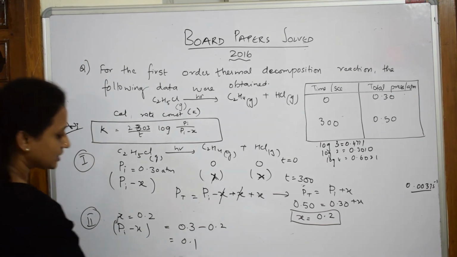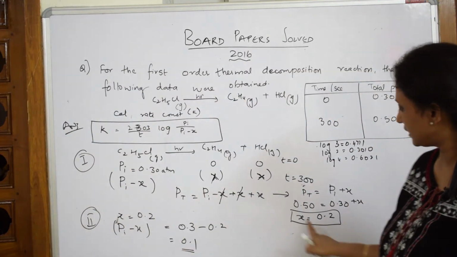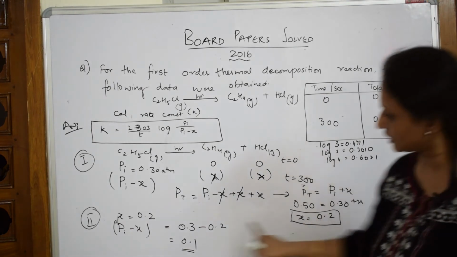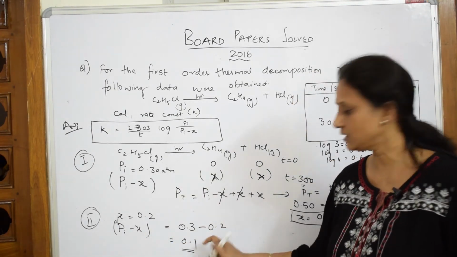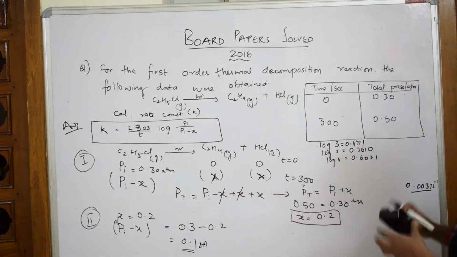Now I've got everything, isn't it? Yes, all the data is with me. I have solved it. I've got 0.2. I've taken the same value, substituted in this, and I got 0.1 ATM. That is over now. Okay, ATM. Now substitute in this data.